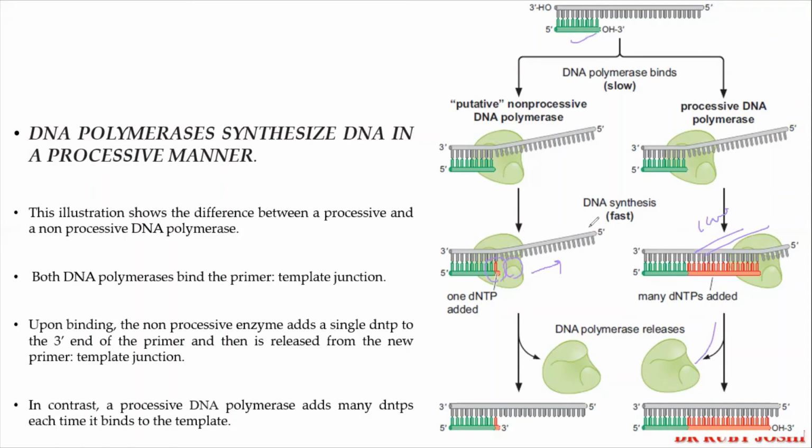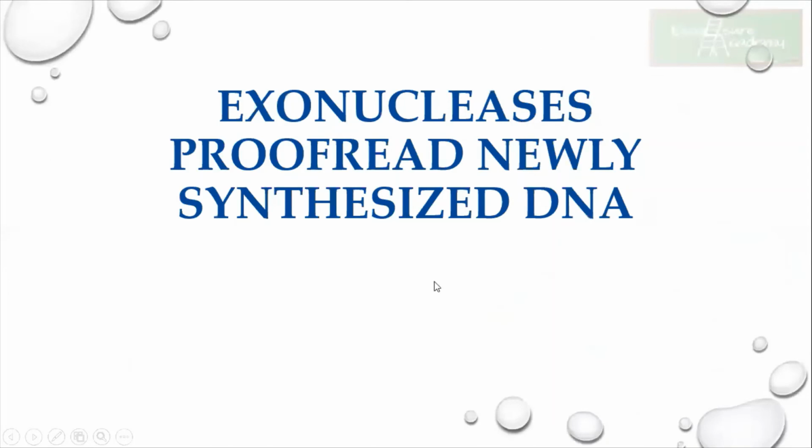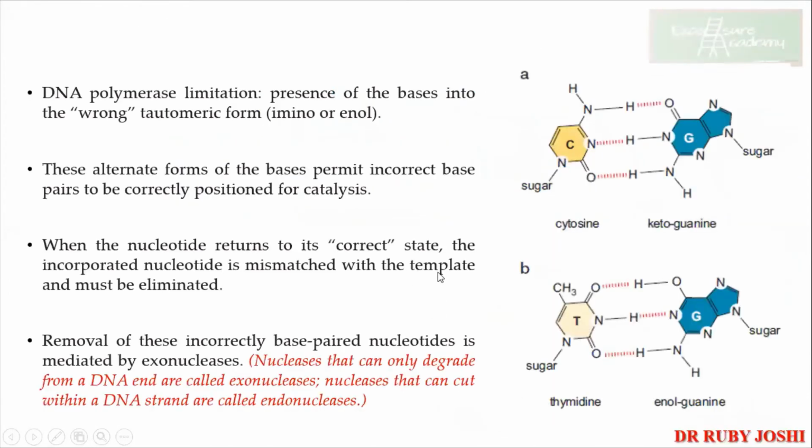Okay, so this is just a representative way to show how a non-processive and a processive DNA polymerase will work. Now coming to the exonuclease proofreading activity. Why do we need exonuclease proofreading activity? Because of the tautomerism.